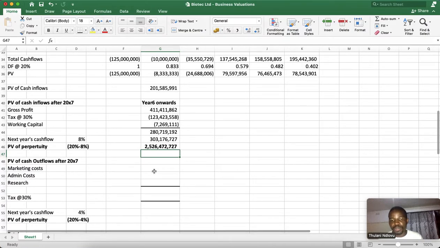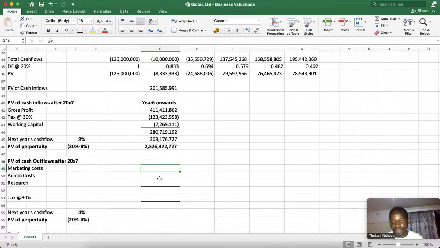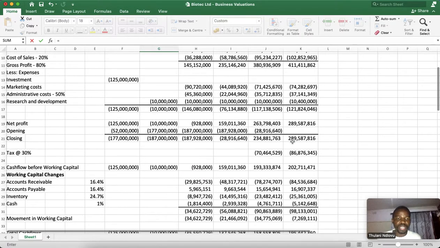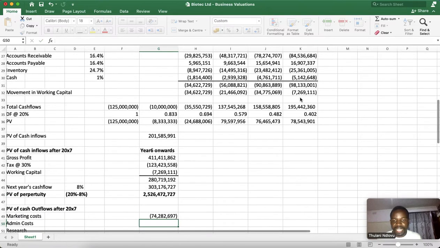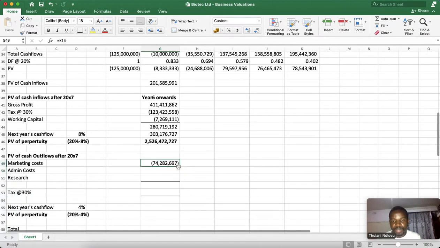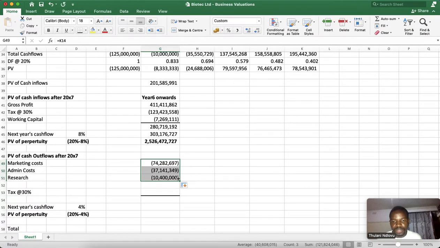Then now we come to our expenses. We have got marketing expenses, we have got admin expenses and research. Let's copy them where they are. In year 5, that's the figure. Then we can copy the formula down. It will drag those figures there.